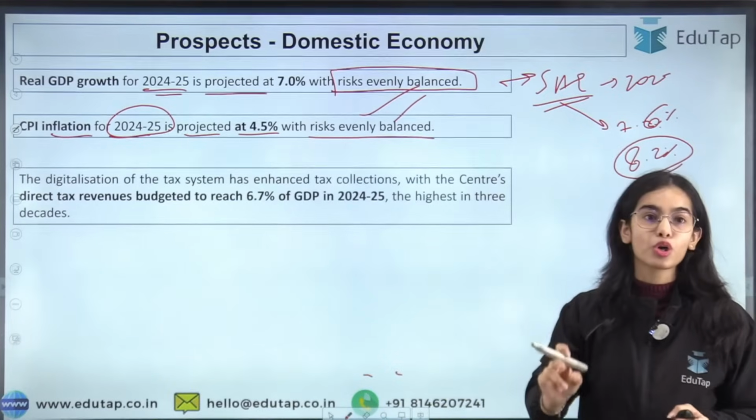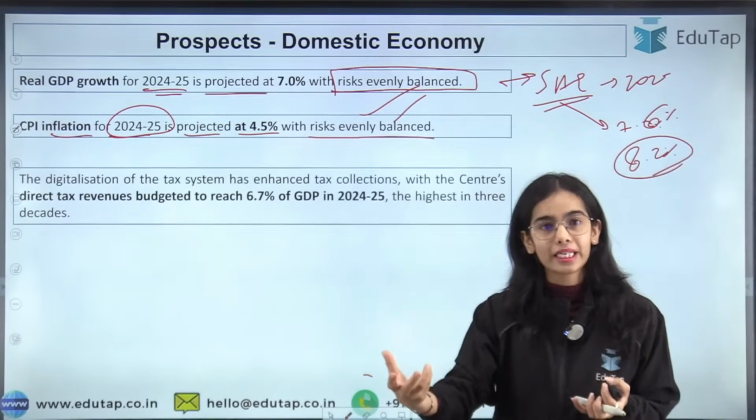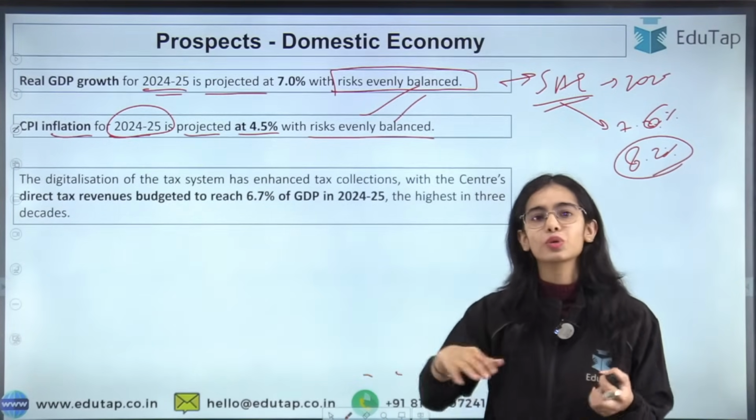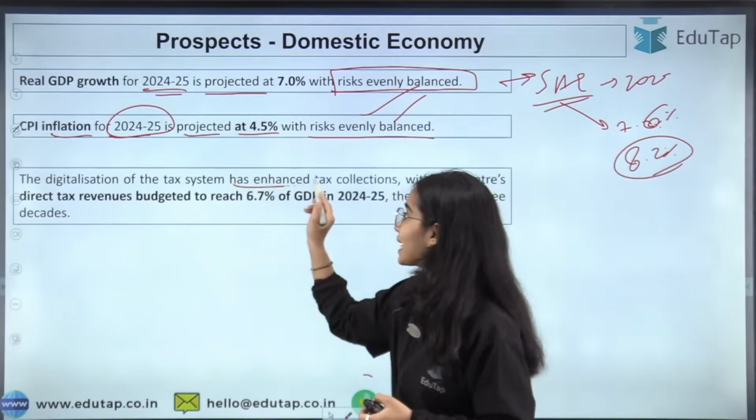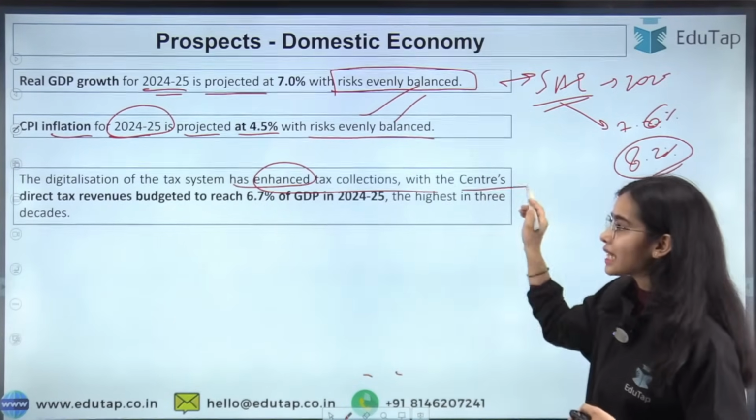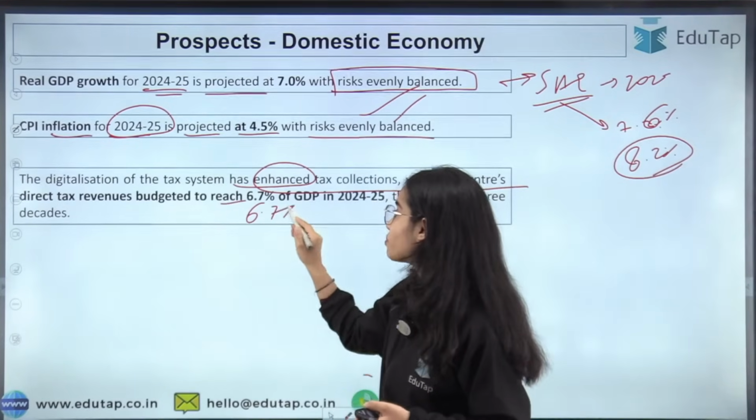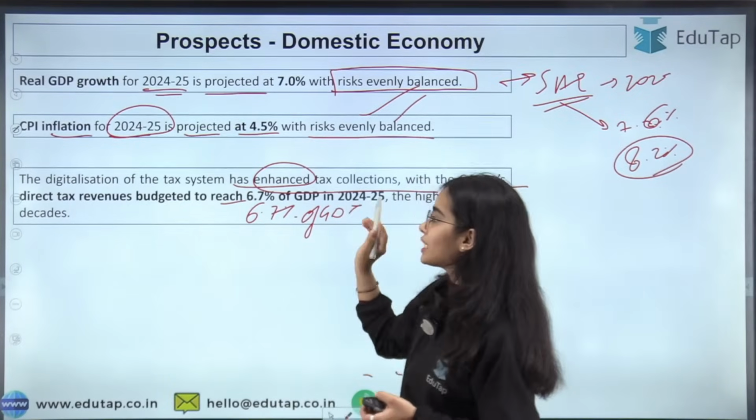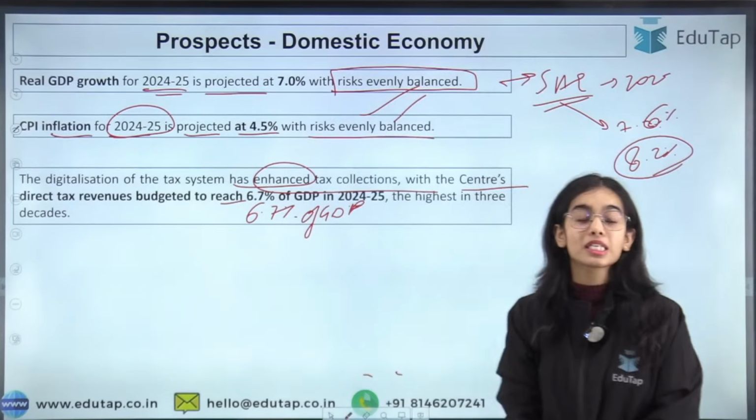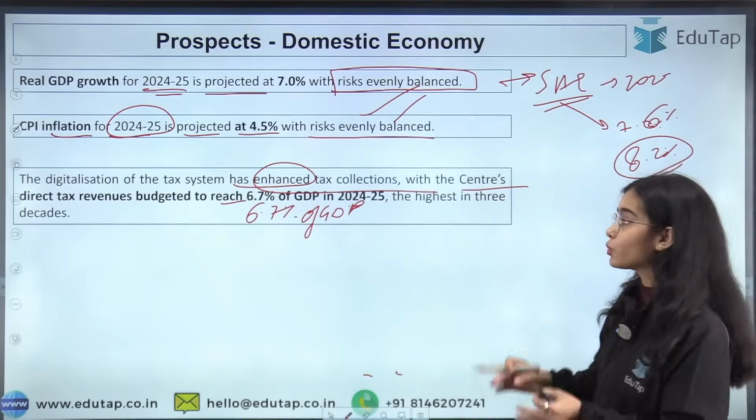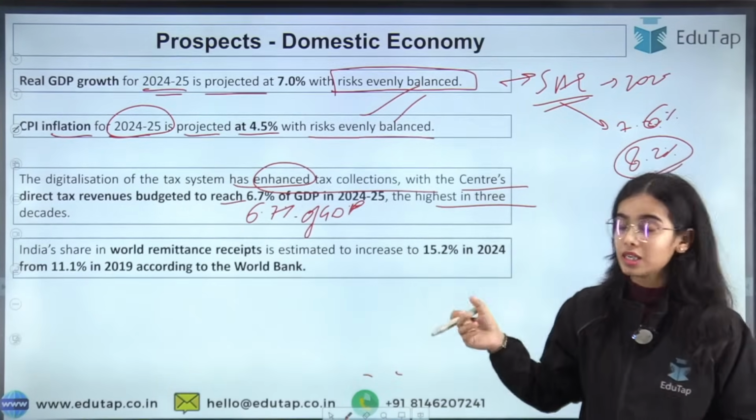The digitalization of the tax system. So, the tax system has been digitalized. You have to fill the ITR, the income tax returns. You can just fill it sitting at your home, right? So, digitalization of the tax system has enhanced the tax collections, with the center's direct tax revenues budgeted to reach 6.7% of the GDP in 2024-25, the highest in 3 decades, the highest in 30 years.